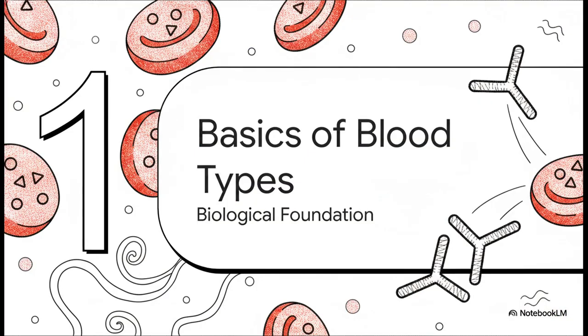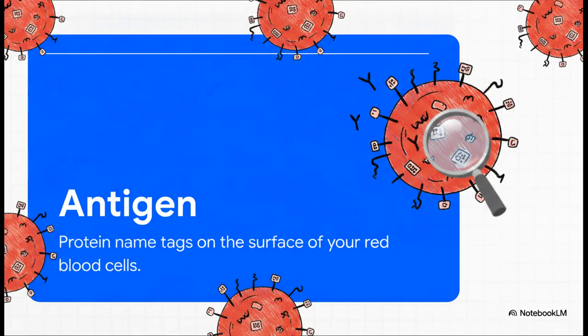All right, let's jump straight into Section 1, the basics of blood types. Before we get into who can give blood to who, we have to establish the biological foundation. How does a blood cell even identify itself to the rest of the body? Well, it all comes down to something called antigens. Now, don't let that sciencey word scare you. Antigens are simply tiny little proteins that sit right on the outside surface of your red blood cells. Just think of them as microscopic name tags. These name tags are the exact things that determine your specific blood type. It's how your body knows, hey, this blood cell belongs here and isn't some dangerous foreign invader.